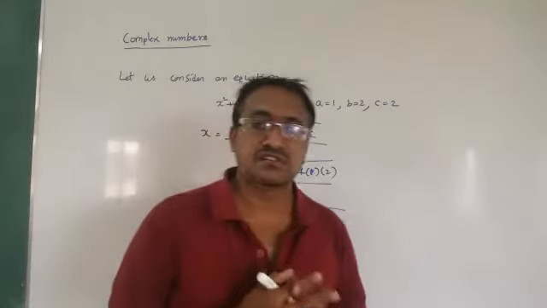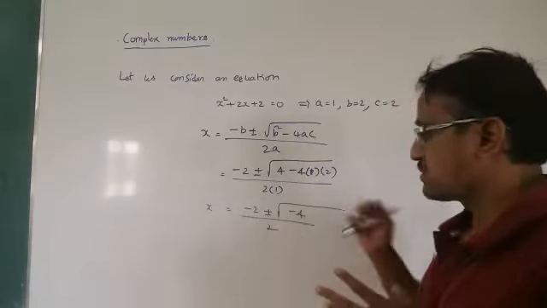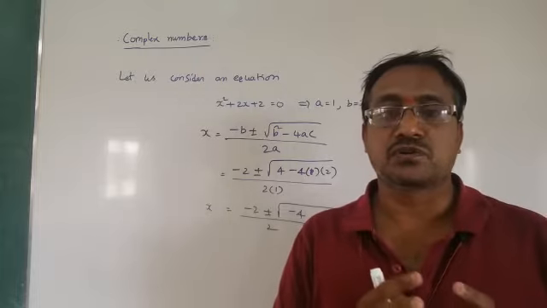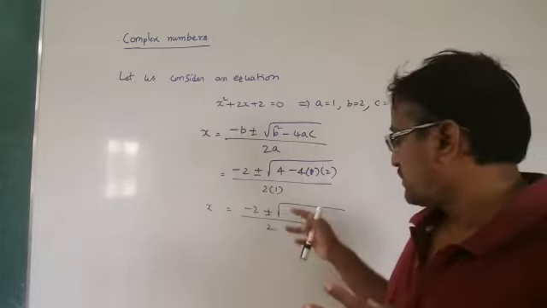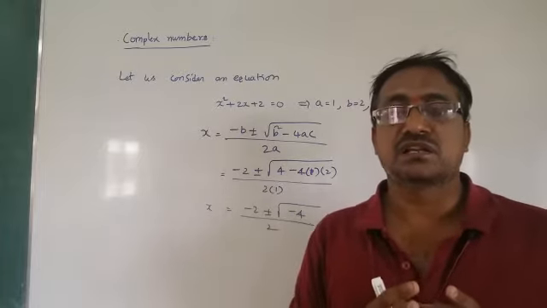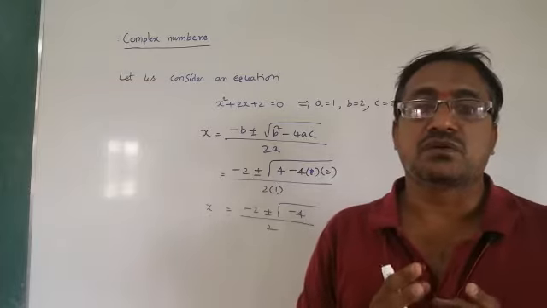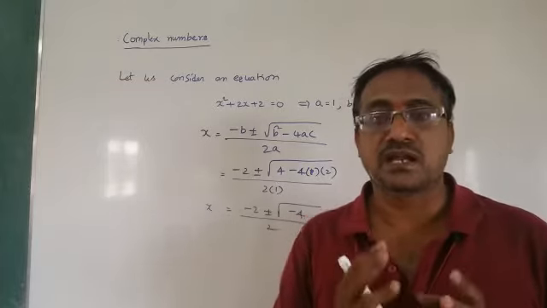Now you have a situation where you don't know how to write the square root of minus 4. In this situation, real numbers are not going to be useful. Remember that if you have a number like this, root over minus 4, the root of a negative number is not defined. In this situation, the scientist Euler identified a complex number i.